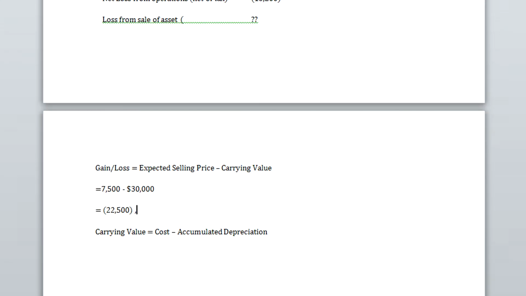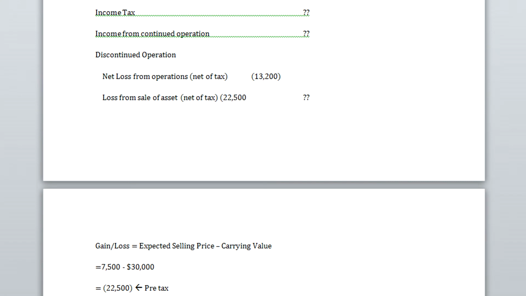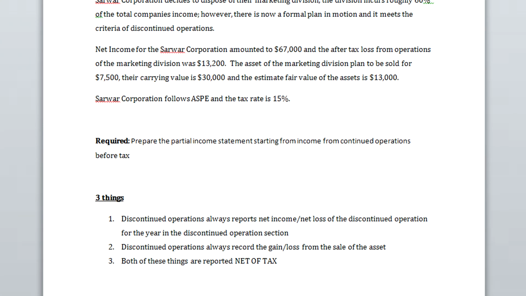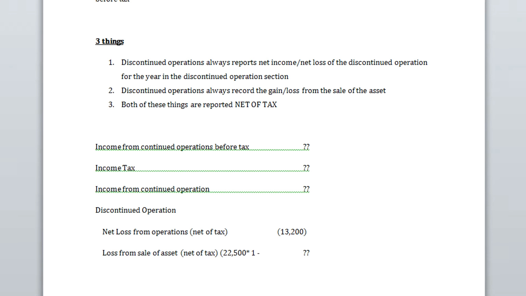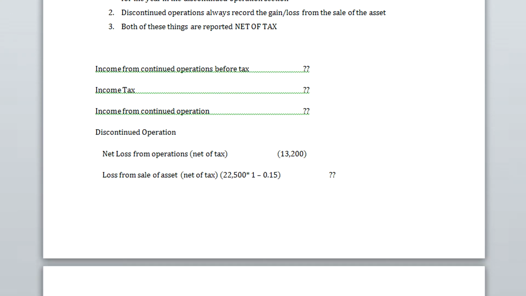So this right here, we're saying it's pre-tax, okay? And we need to figure out what it is net of tax. So to figure out what it is net of tax, it's actually going to be $22,500 times by 1 subtracted by the tax rate. In this case, the tax rate is 15%, okay? So it's 1 minus the tax rate of 15% here. If we follow that, then we'll figure out that our loss from the sale of the asset net of tax is actually $19,125. Okay? So a little bit tricky there.